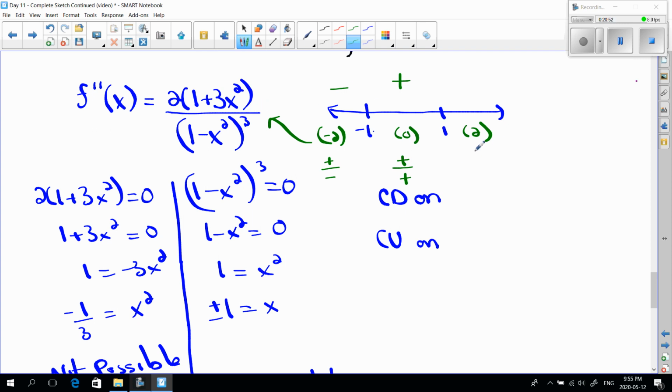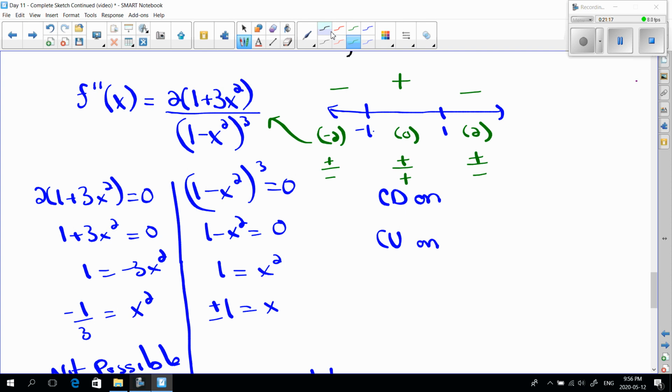And then I'm going to fill in a 2. Again, the numerator is a positive. 2 squared is 4, times 3 is 12, plus 1 is 13, times 2 is 26. 2 squared is 4, 1 minus 4 is -3, -3 cubed is -27. I have a positive divided by a negative. The second derivative would be a negative.